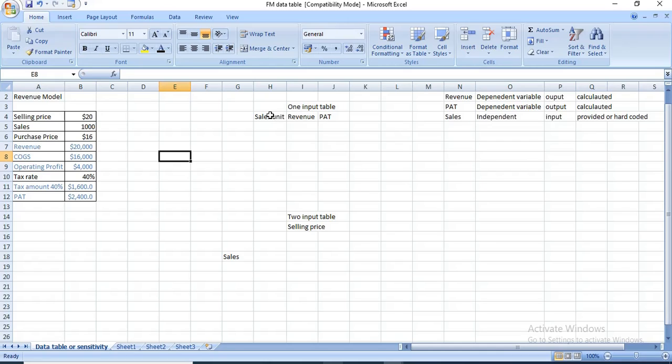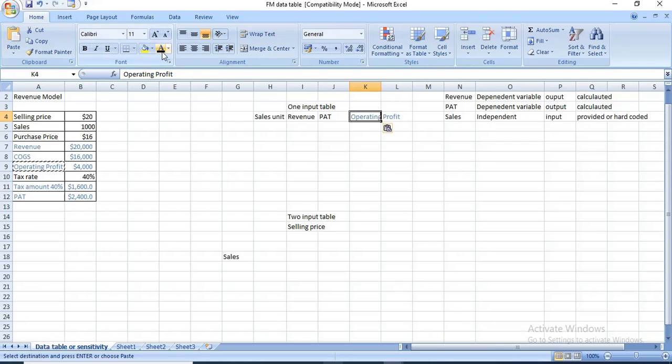Like this is the one input table we are going to do. That is, you are entering only one input, that is sales unit, and these two are the output. You can take two output or one output, that is your choice, or three output. And this is the sales unit. Like you can take three output also here, like operating profit also you can take as an output.